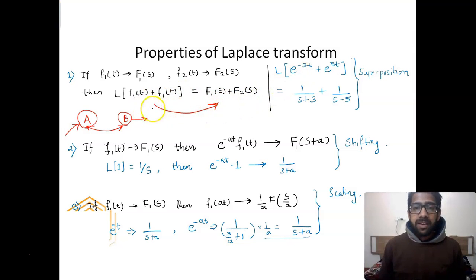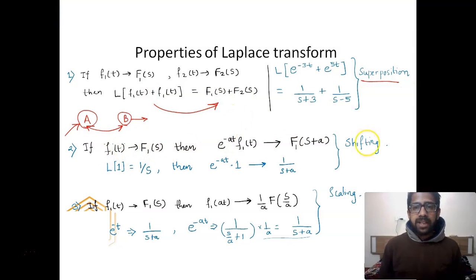Basically, the Laplace transform of a multiplication in the time domain doesn't give you the multiplication of the Laplace transforms of the individual functions. So this works only for addition and subtraction, and hence it is known as superposition. So this is the important first property.